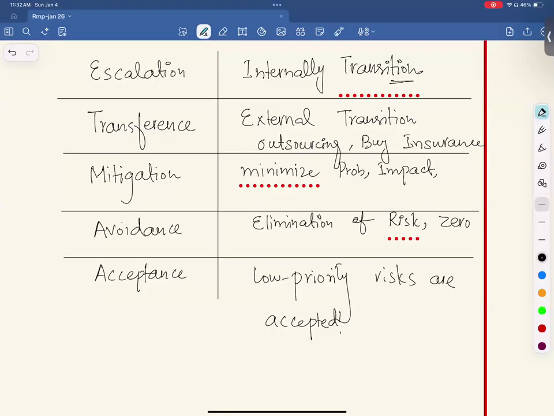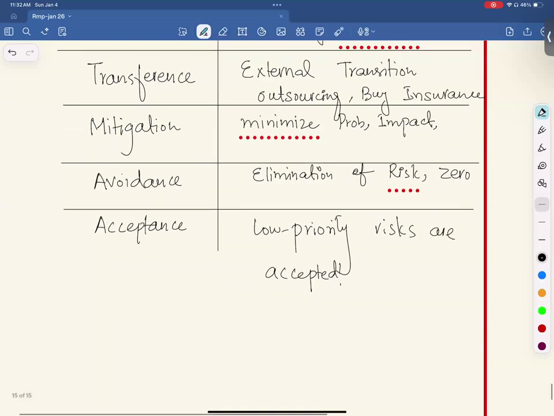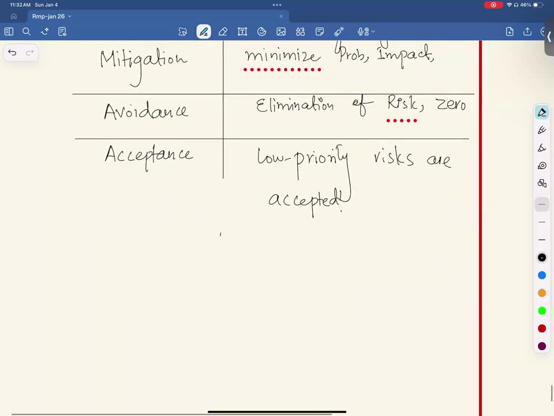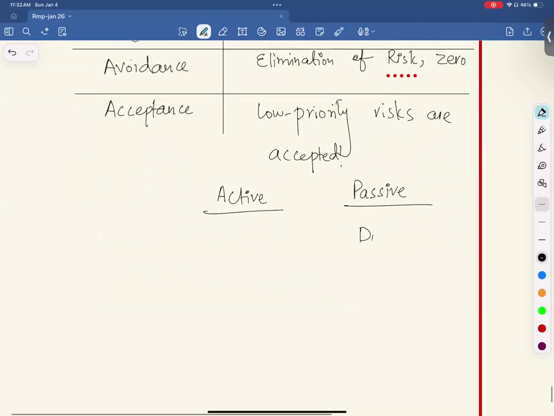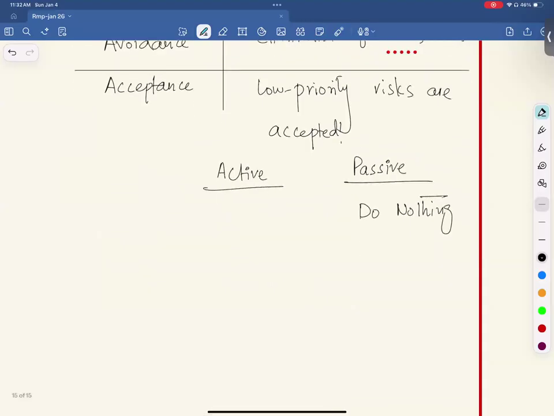Do you understand, everybody? Yes, sir. Acceptance is divided into two different categories: active acceptance and passive acceptance. Passive is do nothing, just add the risk in the risk register, and that portion of the risk register where we have low priority risks is called the watch list. So you simply add the risk in the watch list. I hope it is clear.